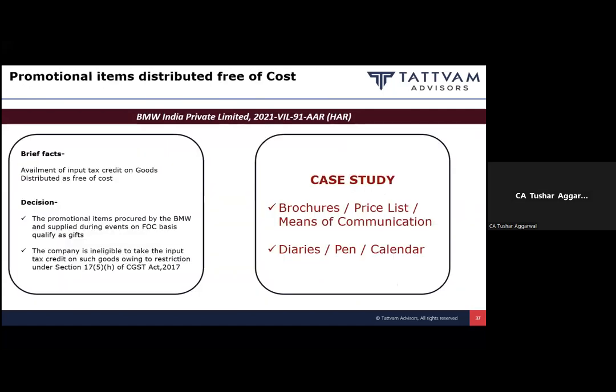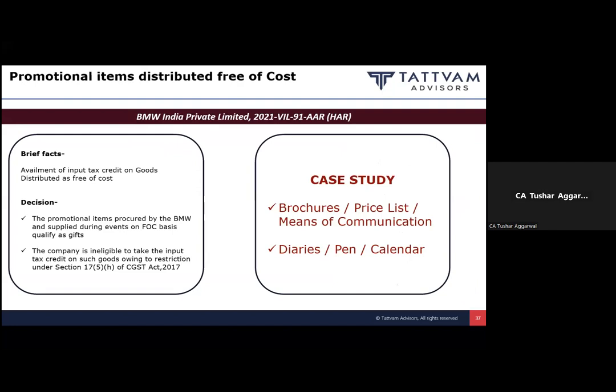Whereas when we talk about brochure, price list, all these are in the nature of means of communication only, which is of no use personally for the distributor and cannot be in the nature of gift. See, both things are for furtherance of business. When the brochure is for furtherance of business, diaries, pen is also furtherance of business. That's why I'm covered under section 16.